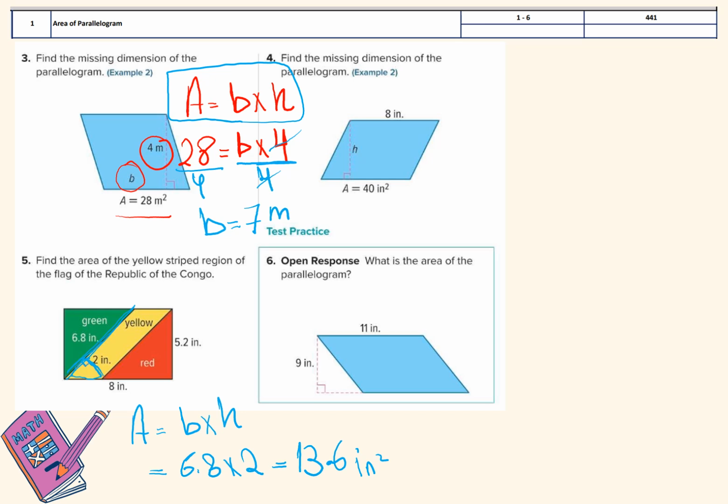Question 6. What is the area of the parallelogram? The same formula will be used. A equals B times H. But as you see, the height is drawn outside, but that actually won't affect the solution. We're going to follow exactly the same steps. So the base is 11 times 9. The answer is going to be 99 square inches.